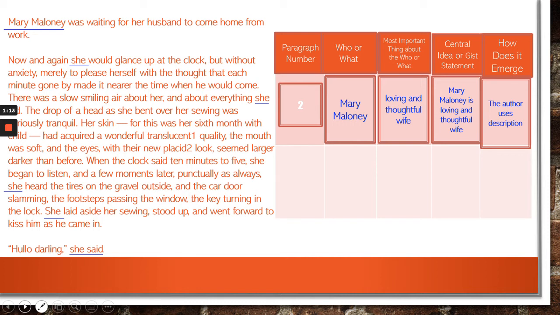And the specific details that he uses, I'm going to put a star by those. It's right here. This last detail really helps to refine how that central idea emerged. And so it said, she laid aside her sewing, stood up, and went forward to kiss him as he came in. And again, as I mentioned before, when she said, "Hello, darling," this particular detail also helps to shape and emerge that central idea. And the author, again, just simply used description, her physical appearance and also her actions.